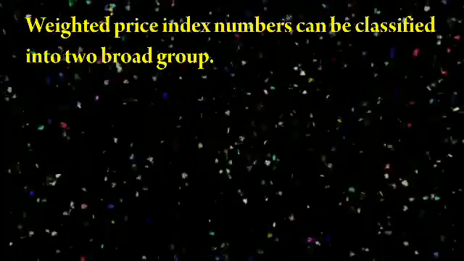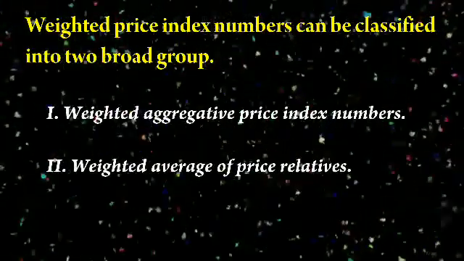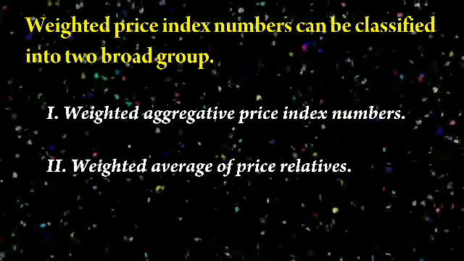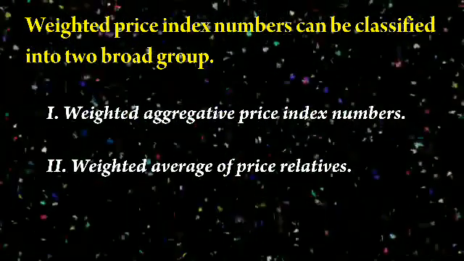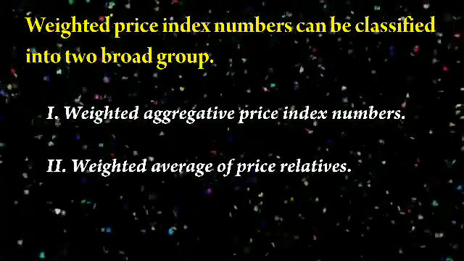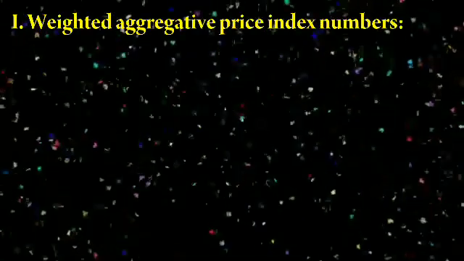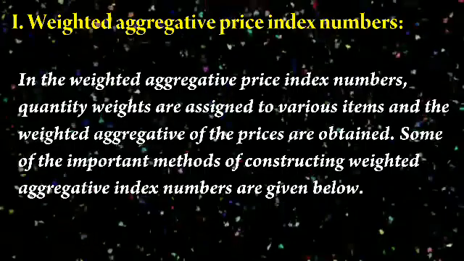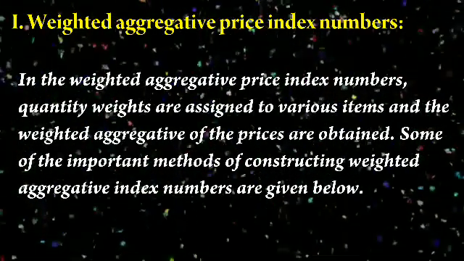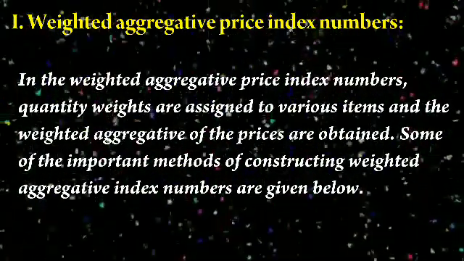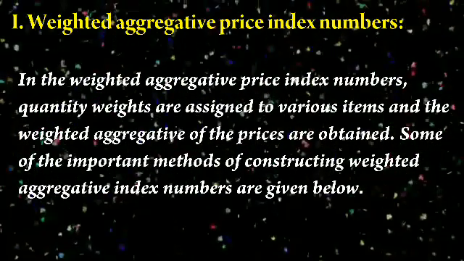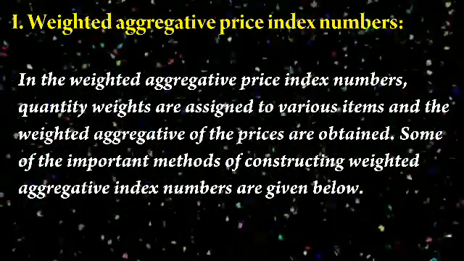Under weighted index number, you have two subcategories. One is the weighted aggregative method, and the second one is the weighted average of relative index number. So let us discuss the first type, that is the weighted aggregate method. Now again, the weighted aggregate is constructed based on 6 different formulae.